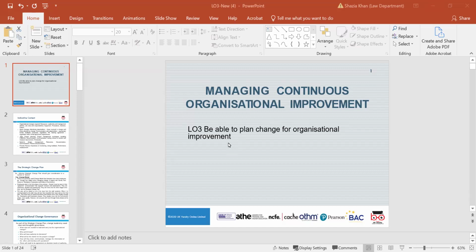The learning outcome we'll be doing today is learning outcome 3, which is to be able to plan change for organisational improvement. And before I go into learning outcome 3, I just want to give you an outline of what we did in learning outcome 2, so you've got a little bit of an idea. You can have a look at learning outcome 2 resources and the recording on Moodle.